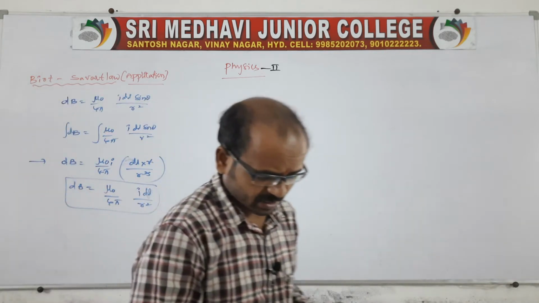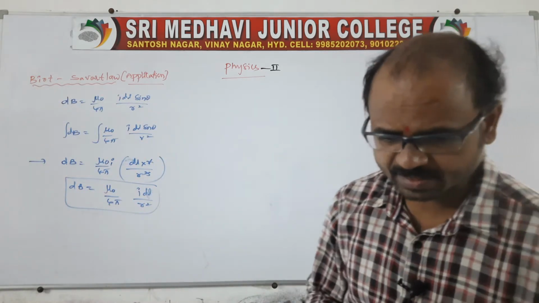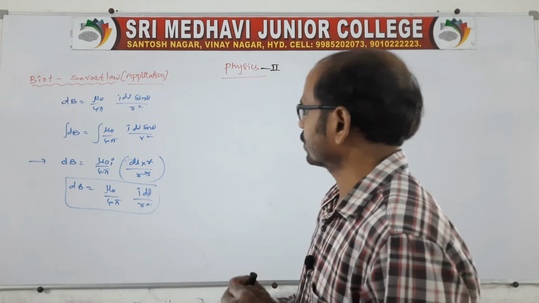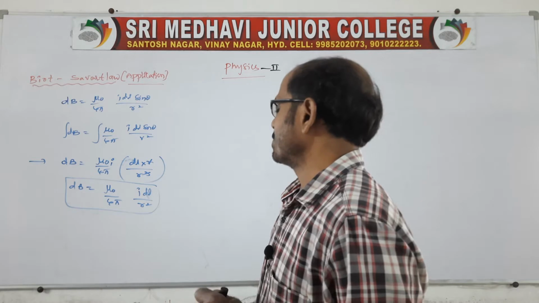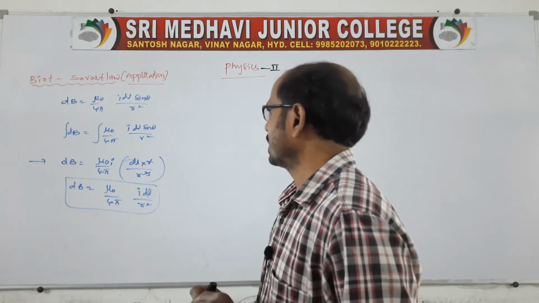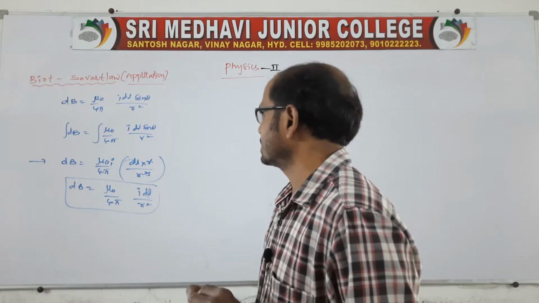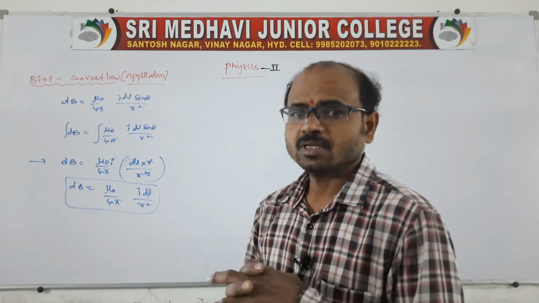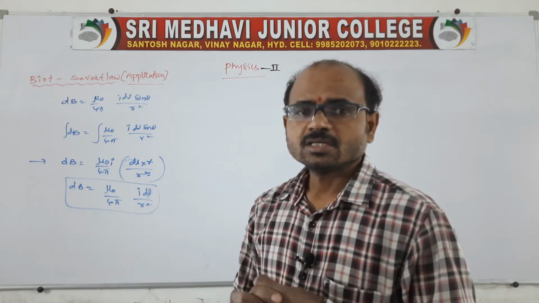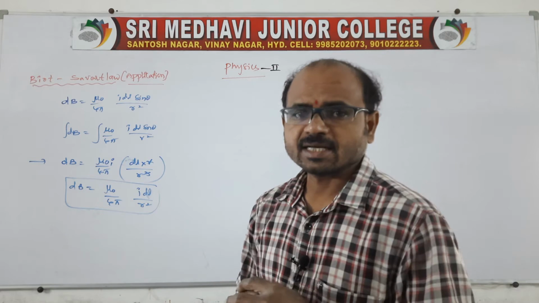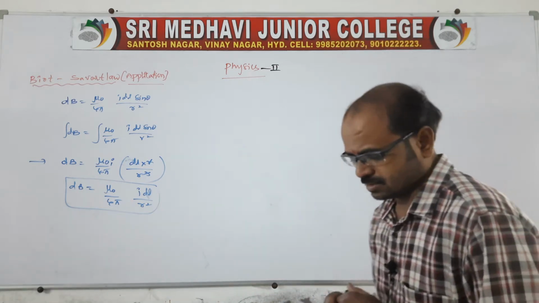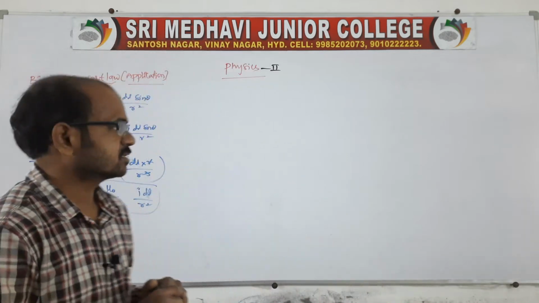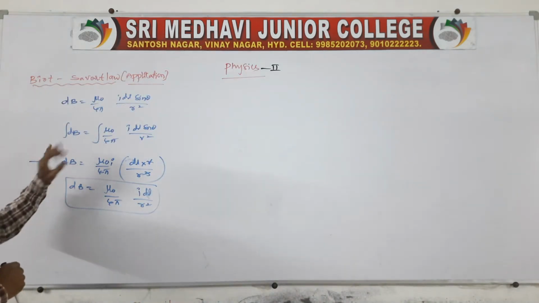In the Biot-Savart law, we know dB is equal to mu naught by 4 pi, I dl sin theta by r square. This is only for a small length of a current carrying conductor. Suppose I want to find it for the complete total length, or an infinite length, then you take an integration.